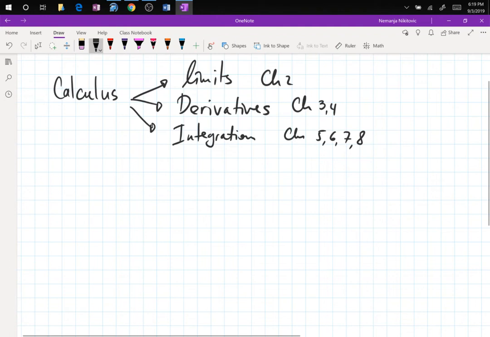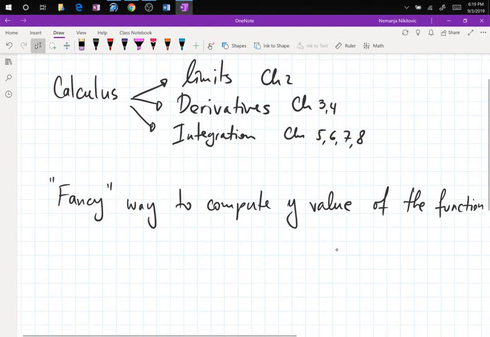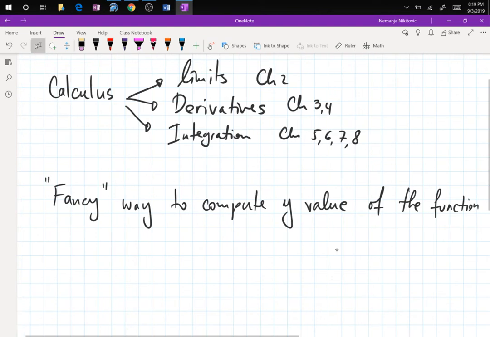And I'm actually going to write that down. Fancy way to compute y value of the function. So this is something that I call the street definition of the limit. It is not a formal, obviously, mathematical definition. This is just for us to understand down to the simplest possible explanation of what the limit is.